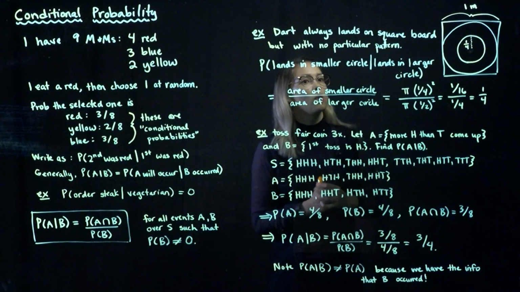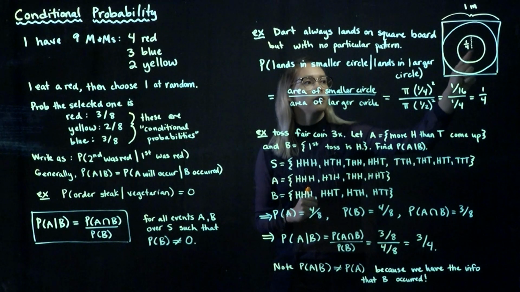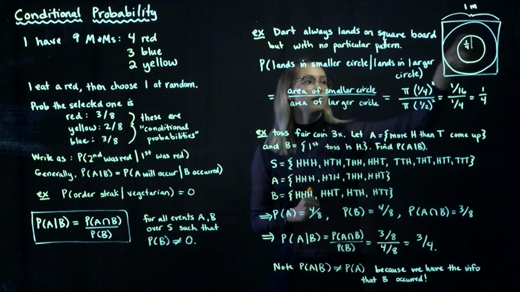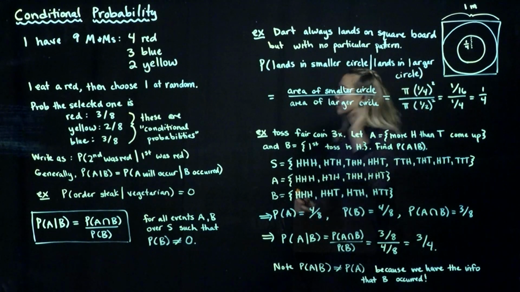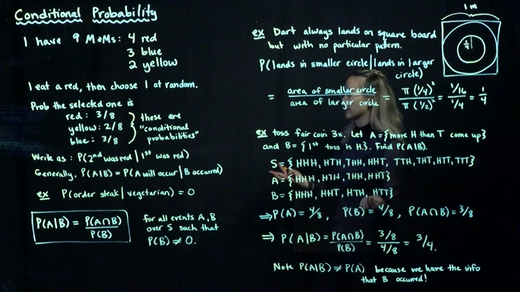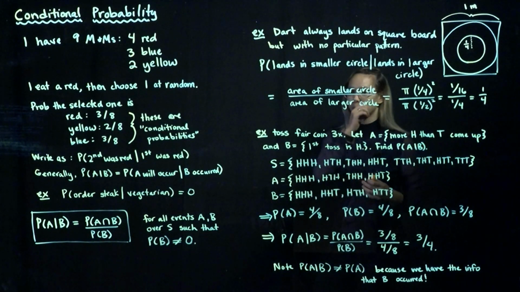Now I'm wondering, what's the probability that my dart will land in the smaller circle, given that I know it's landed in the bigger circle? So imagine I threw the dart, and then I look away before I see where it lands. And my friend tells me it's in the larger circle, and I wonder if it's in the smaller circle. What's the probability that it's in the smaller circle, given that it's in the larger circle?